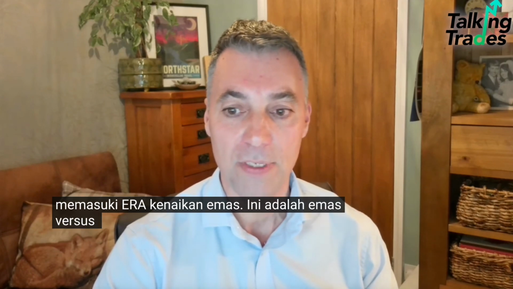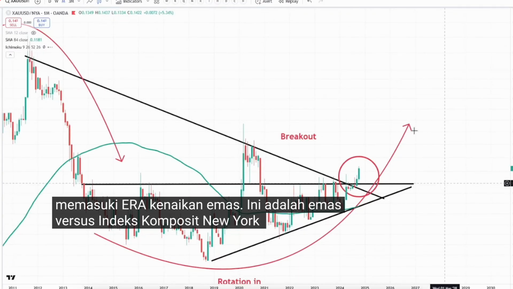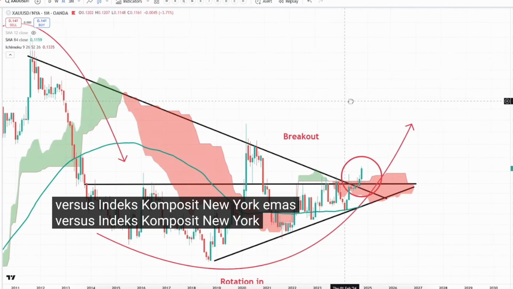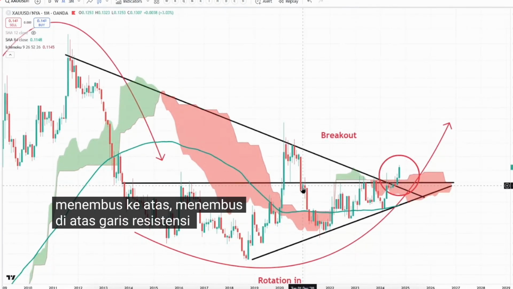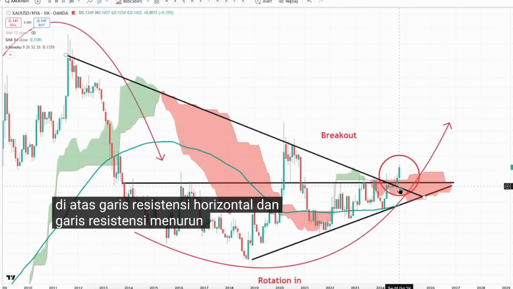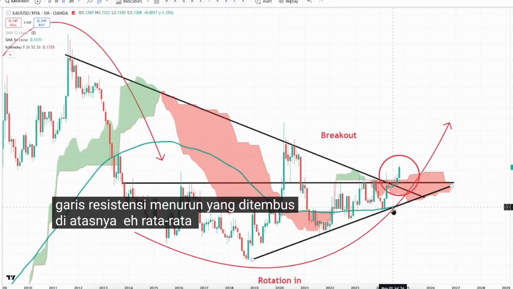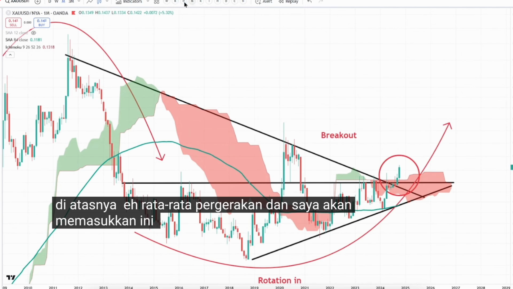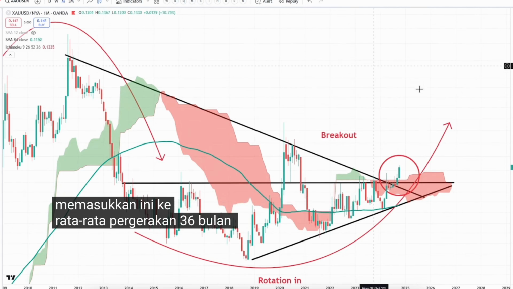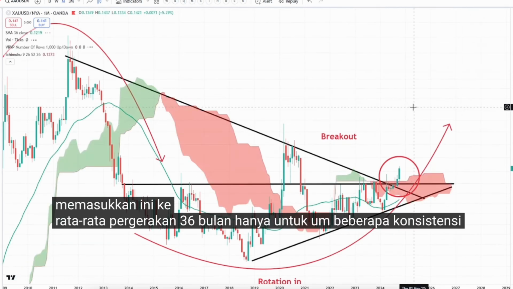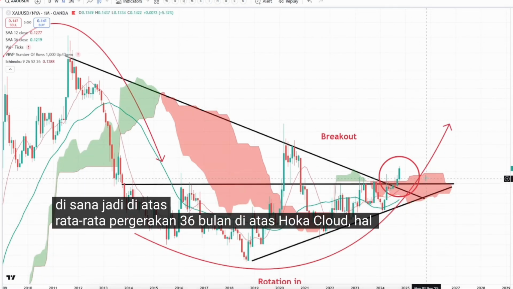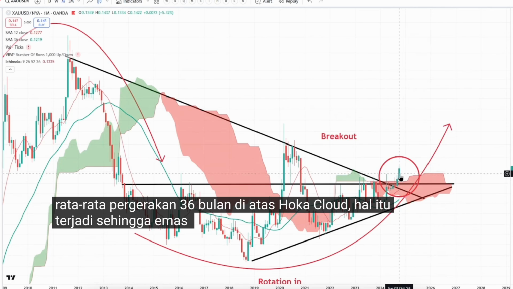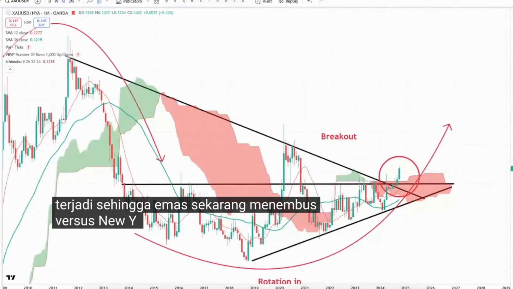This is gold versus the New York Composite Index. Gold versus New York Composite Index is breaking to the upside. It's breaking above resistance lines, horizontal and declining resistance lines. It's breaking above moving averages, and I'll just pop this onto the 36-month moving average just for some consistency there. So above the 36-month moving average, above the Ichimoku cloud, it's breaking out. So gold is now breaking out versus the New York Composite.